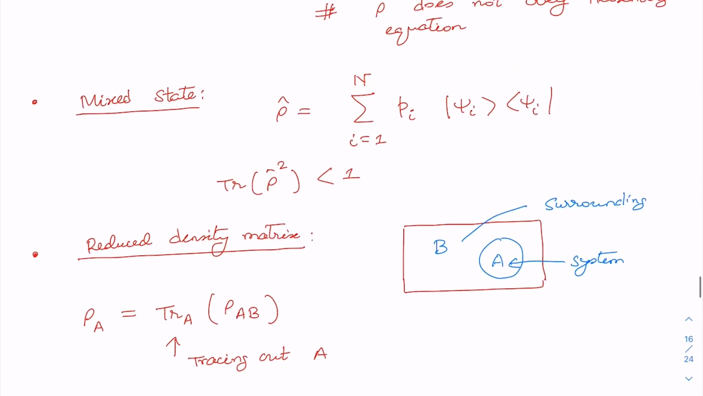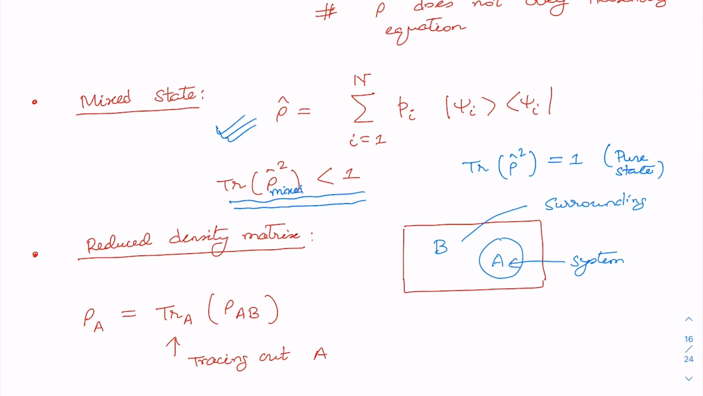If we consider a mixed state, the density operator is given by this expression. To find out whether a system is in a mixed state or a pure state, you just have to take rho squared of the density matrix and then take the trace. If trace rho squared is found to be less than 1, then it corresponds to a mixed state. On the other hand, if trace rho squared is equal to 1, then that corresponds to the so-called pure state.